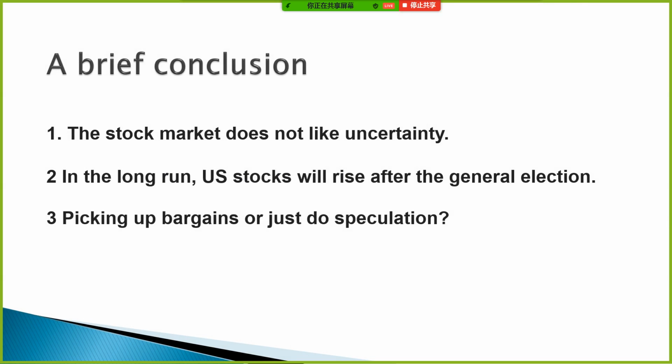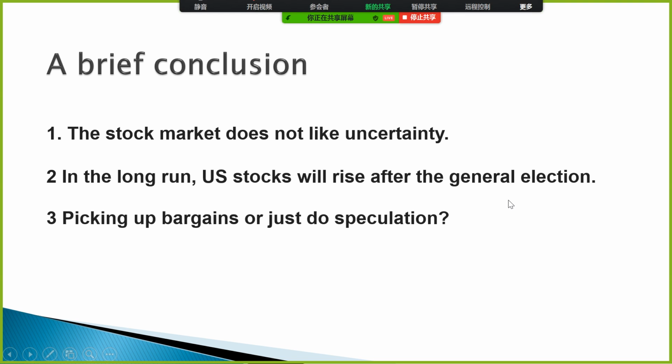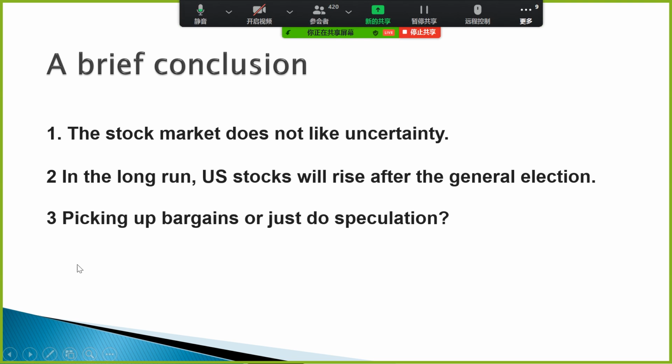A brief conclusion. Number 1, the stock market does not lack uncertainty. So if Biden wins, I think the market will drop for a while. It's not long term, right? Number 2, in the long run, we continue to think US stocks will rise after the US election. Then number 3, what are your strategies?